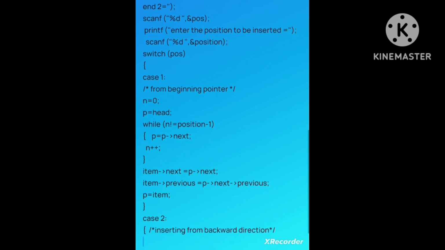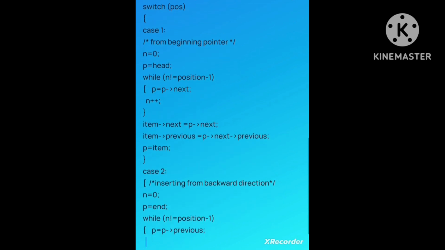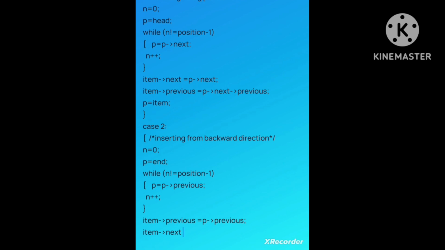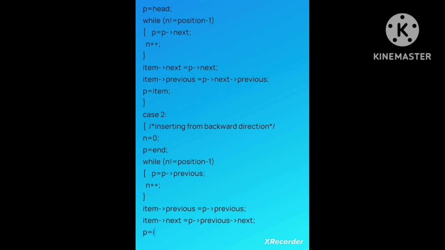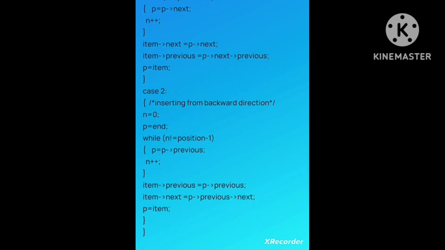For the second case, we will traverse our list from the previous pointer till the node prior to the position specified, and then first of all we will link the previous pointer and then connect or link item of next to p of previous of next, and p will now become the item node. So in this way the insertion operation is performed on a doubly linked list.